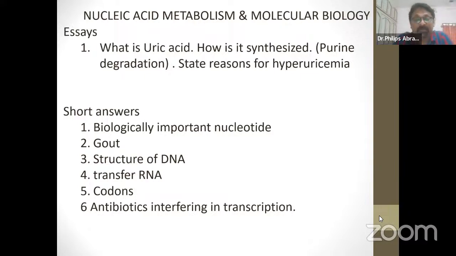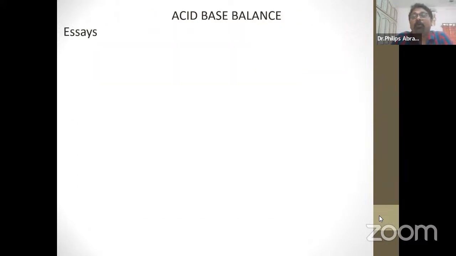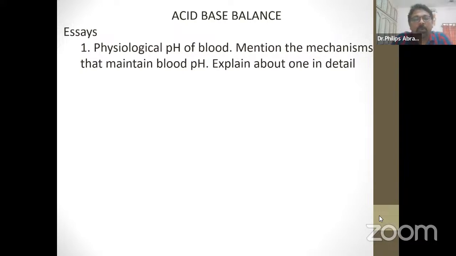I'll show you some other surprise question later. So these are some questions that can be asked in nucleic acid metabolism and in molecular biology. Then about acid-base balance. We have a repeated question here about the physiological pH of the blood. Mention the mechanisms and explain in detail about one.